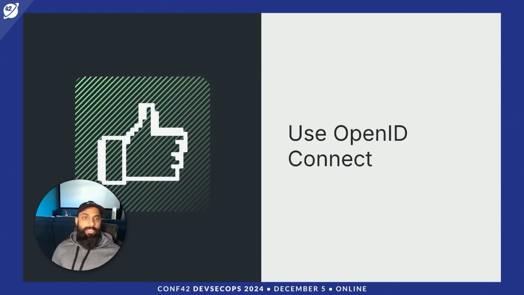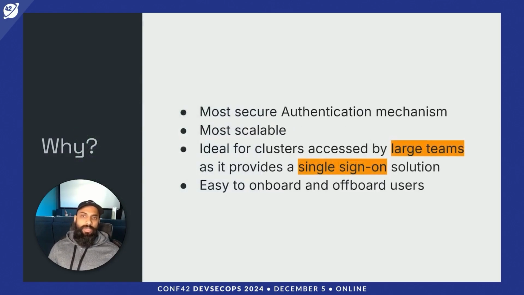So next security best practice would be to use OpenID Connect for authentication. So Kubernetes supports many authentication mechanisms. Some of the most common ones are client certificate-based authentication, basic authentication, token-based like service account tokens, bearer tokens, and so on, proxy-based authentication, and finally OpenID Connect-based authentication. So out of all these authentication mechanisms, OpenID Connect or OIDC is the most secure and scalable solution. So it is ideal for clusters accessed by large teams, as it provides a single sign-on solution for all users and makes it easy to onboard and offboard users.